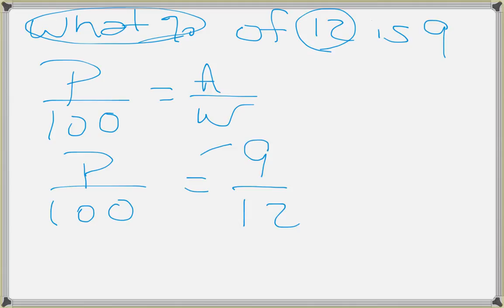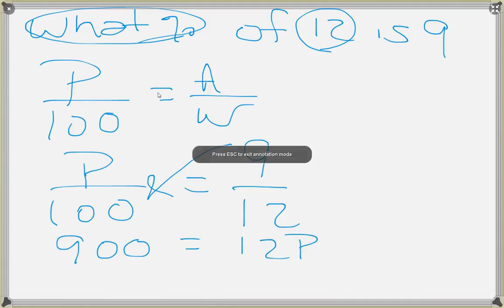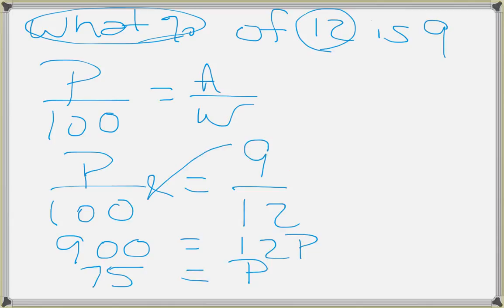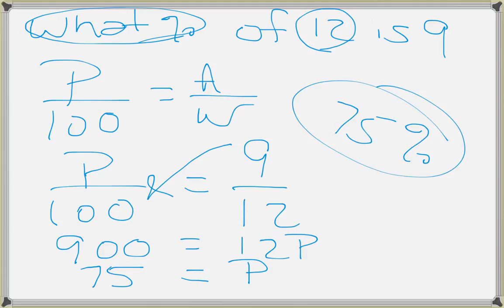We're going to cross multiply. So we're going to take that and divide both sides by 12. So 900 divided by 12 comes out to 75%. So my answer is 75%. So just be careful and make sure that you're following the template.